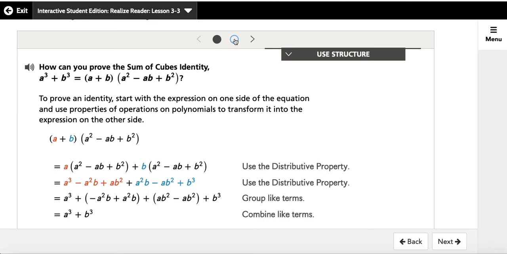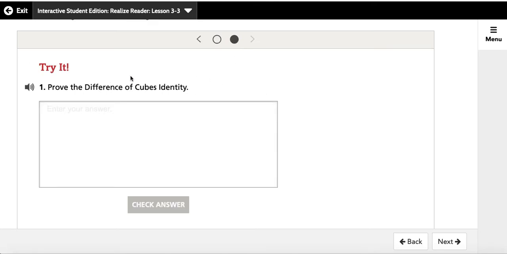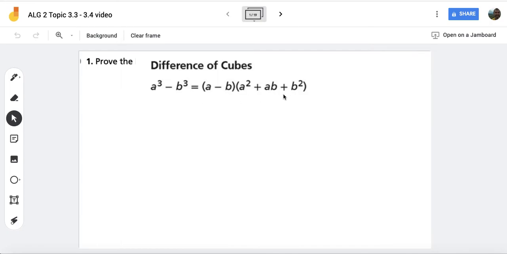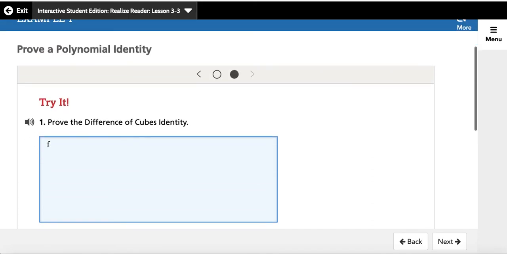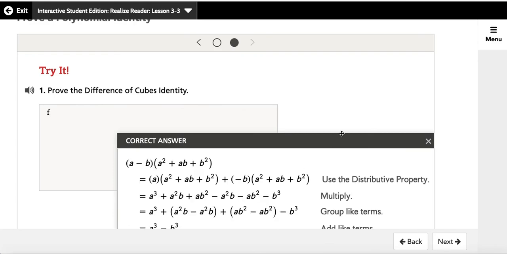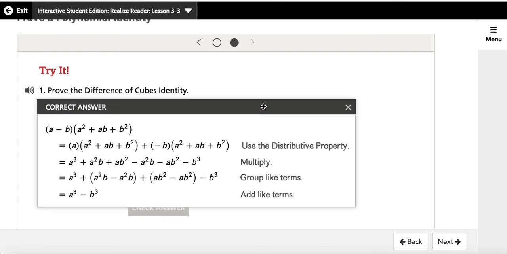They want you to prove the difference of cubes identity, which looks like this. So if you want, click pause, come on back, and I'll show you the answer. I'm not going to show you all the steps, though, because we really care that you're just able to apply them, not necessarily prove them. Here's all the steps for that.